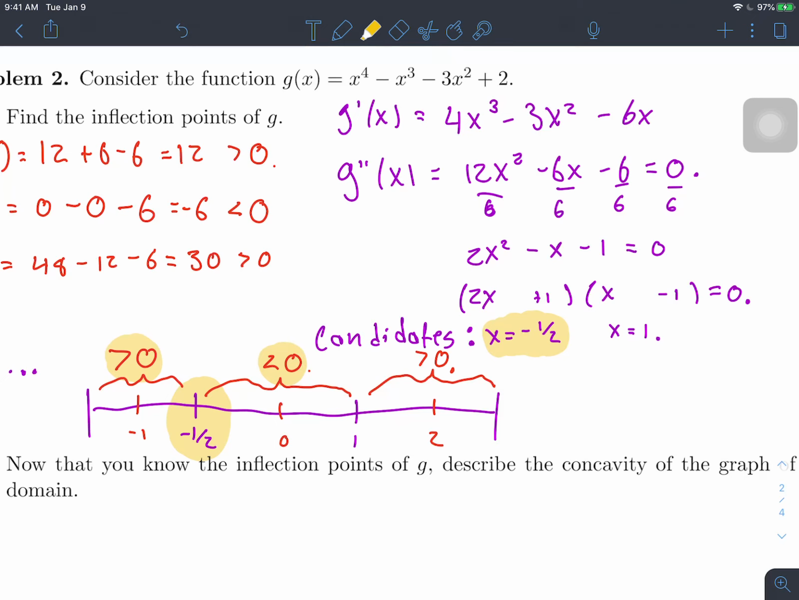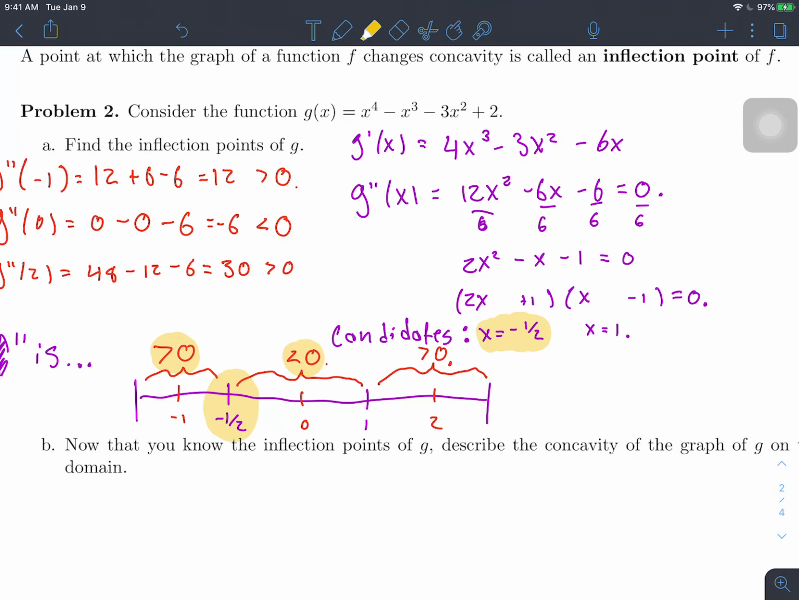So in between, we have a critical point. So this is a critical point. How about the other one? X equals 1. Can we confirm it? Yeah, I think so. It's also going to be a critical point. So x equals -1/2 and x equals 1 correspond to inflection points.